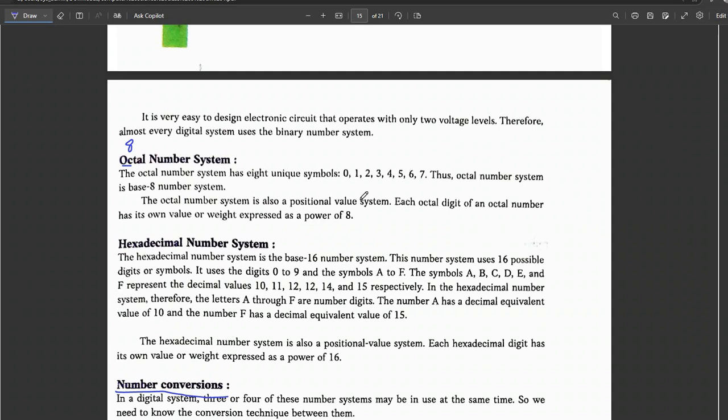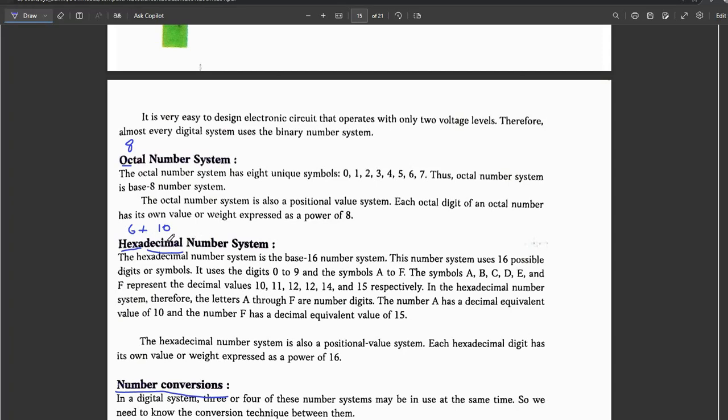Another number system we studied is the hexadecimal number system. Hexa means 6. I told you earlier hexa means 6 and deci means 10, right? So a total of 16 digits or 16 symbols are there in this number system, and with these 16 symbols we represent any number, or a number of any value.